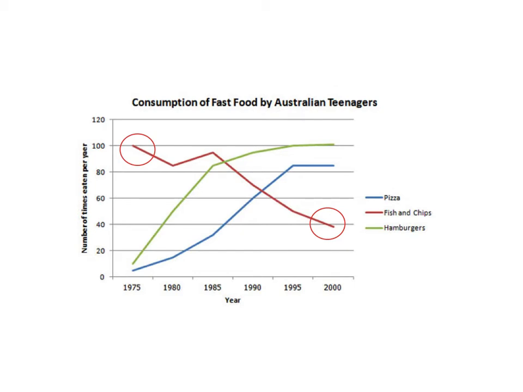If we look at pizza and hamburgers together, we can see that in 1975, both foods were not very popular. But by the end of the period, hamburgers were the most eaten fast food, and consumption of both had soared. And this is what we need to include in the overview. No data or numbers. We're just mentioning that fish and chip consumption went down, pizza and hamburger popularity up. Fish and chips was the most popular dish in 1975, but by 2000 it had become the least. I want to include that in my overview as well.